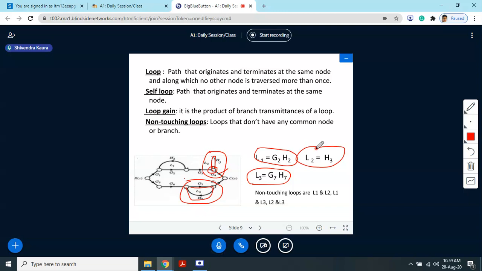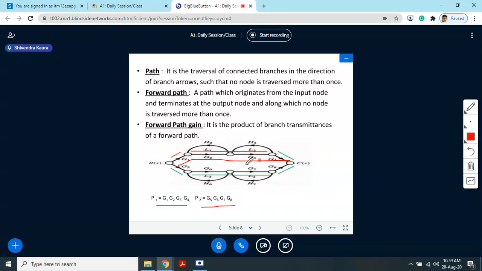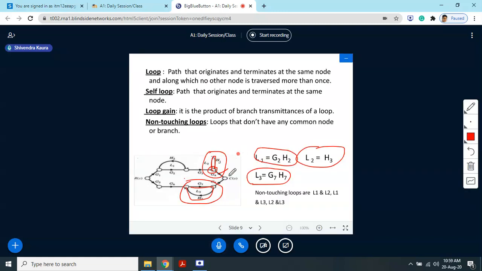So we understand how to find the forward path, how to find the forward path gain, then how to find the closed loops. These are three closed loops and their loop gains.